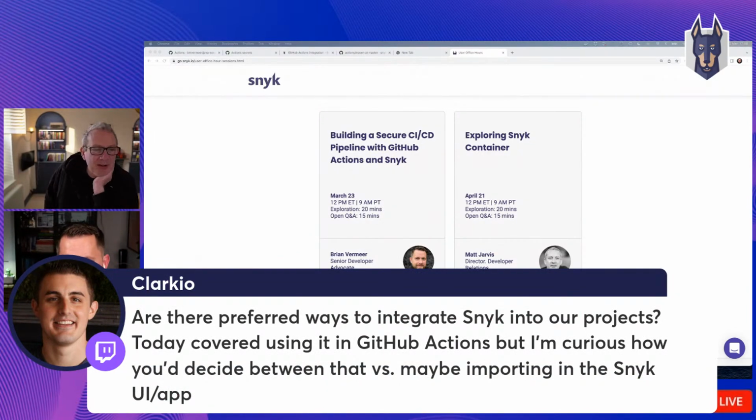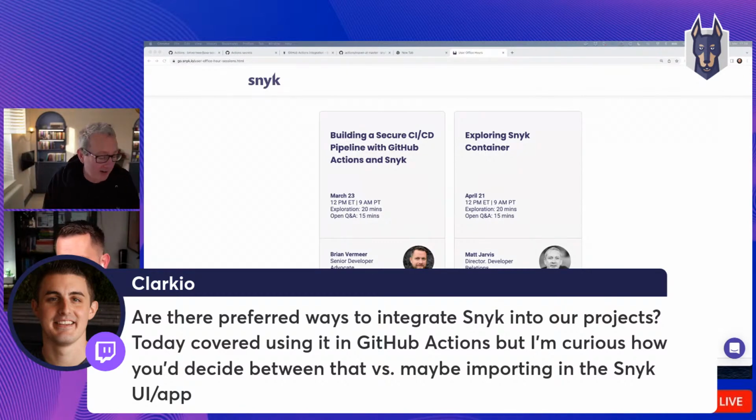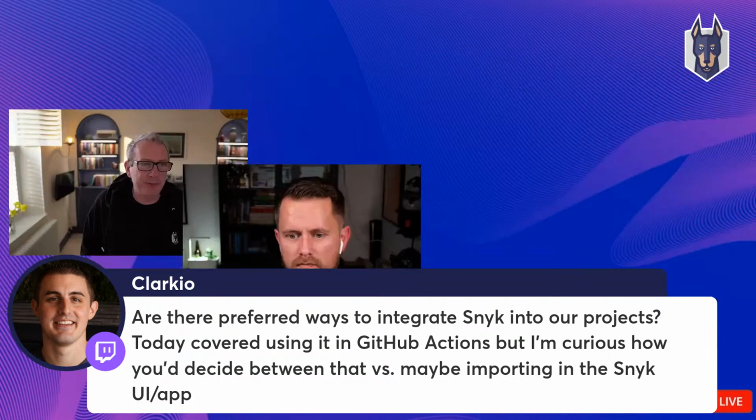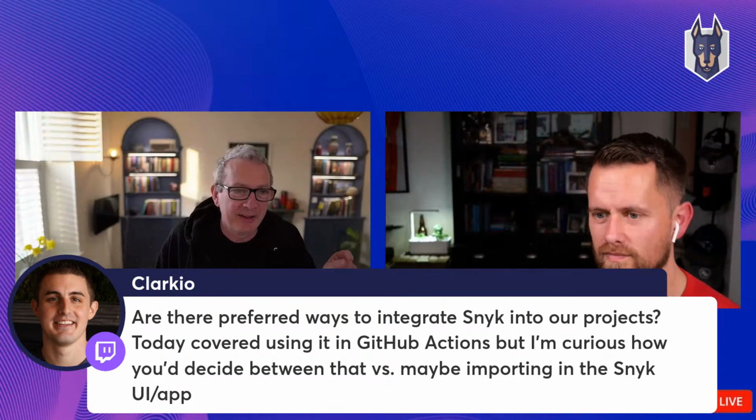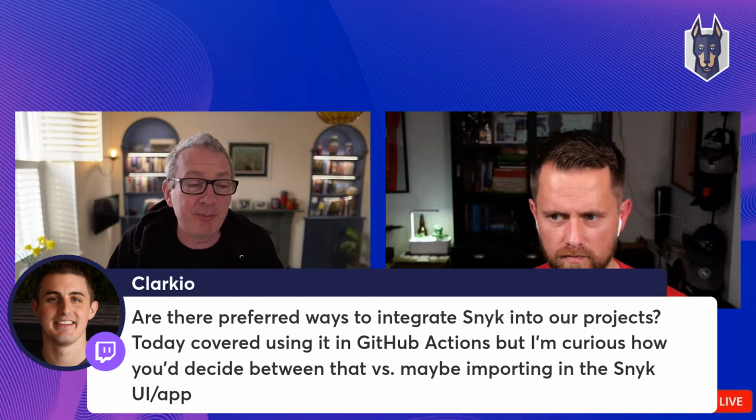So, are there preferred ways to integrate Snyk into our projects? Today covered using GitHub Actions, but I'm curious how you decide between that versus maybe importing it in the Snyk UI app. That's a great question, and in my view it depends on whose preferred way you mean, because these all solve for different use cases, right?